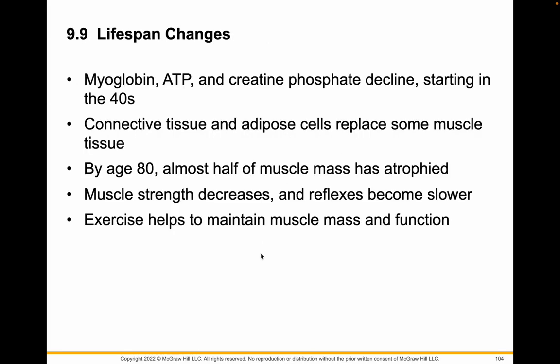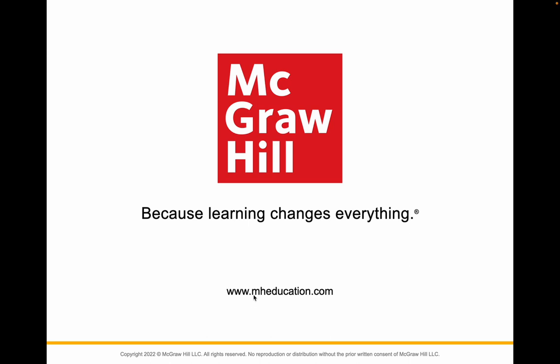So as you get older, myoglobin, ATP, and creatine all decline, probably around your 40s, and adipose starts to replace some of that muscle tissue. By 80, almost half your muscle mass has atrophied. So how do you keep that from happening? Exercise. And that is the end of this unit. Congratulations.